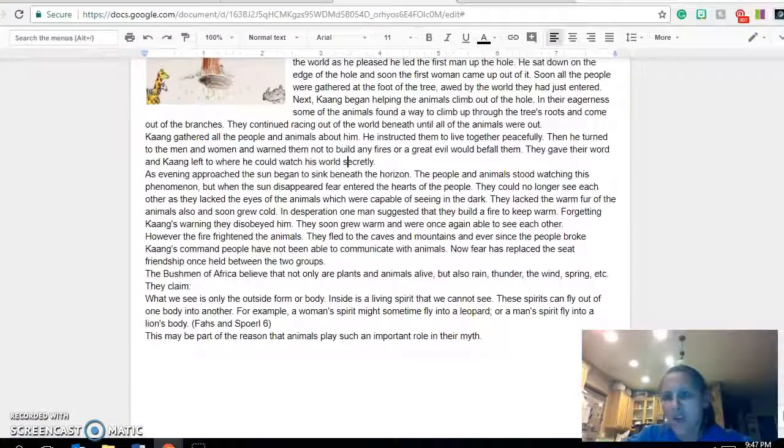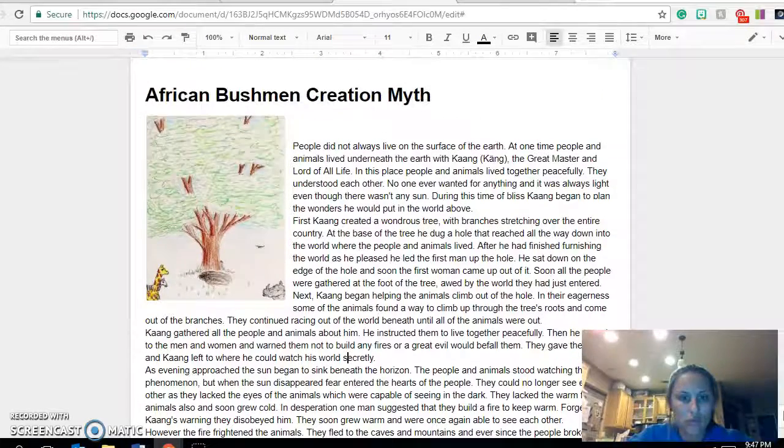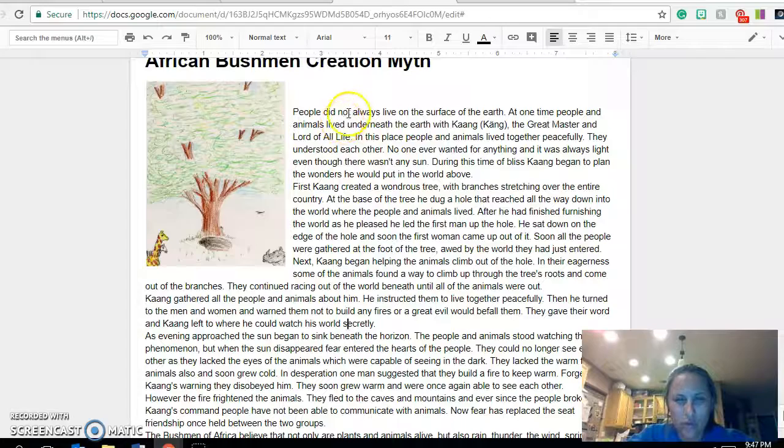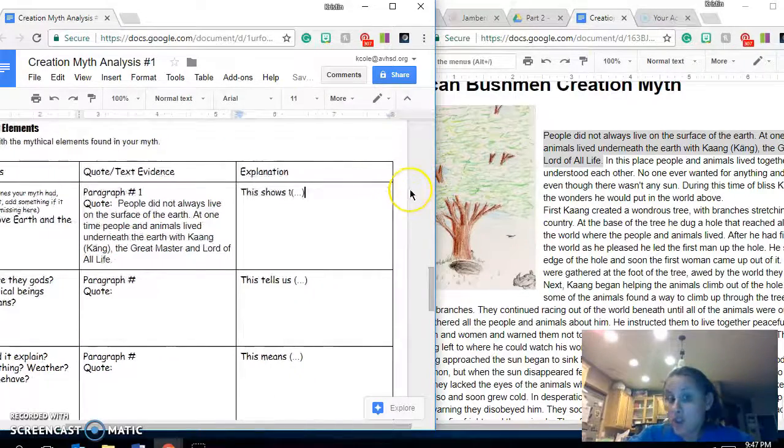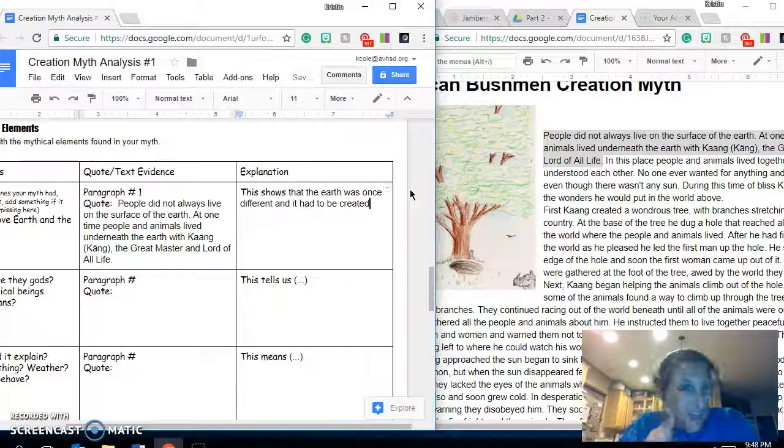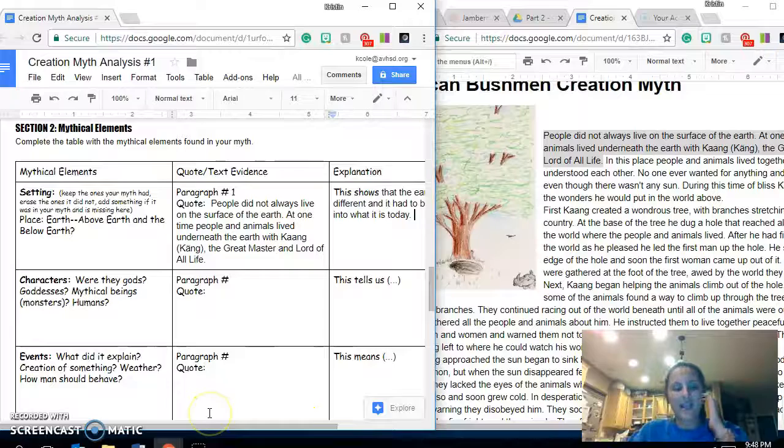That's what makes this mythical. Quote, easy, go to the beginning. There we are. Wonderful. Okay, and this shows that the Earth was once different, and it had to be created, hence the creation myth, into what it is today. Wonderful. Okay, I've been saying wonderful a lot. I gotta get my life.